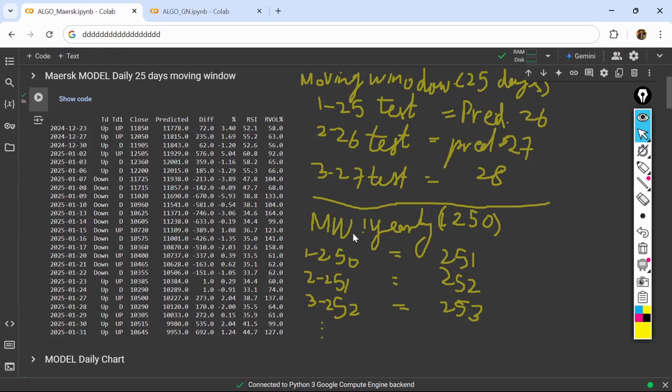For example, if we have yearly data, in a year we have about 250 days if we exclude weekends and some holidays. So the moving window will be from 1 to 250. It will take day 1 to 250 as a test and it will predict the 251st day's closing price. Similarly, the moving window will be incremented at the start, so now it's day 2, and also incremented at the end of the previous one. It will be 251 as a test and it will predict 252. So it will increment like this on a 250-day yearly window.